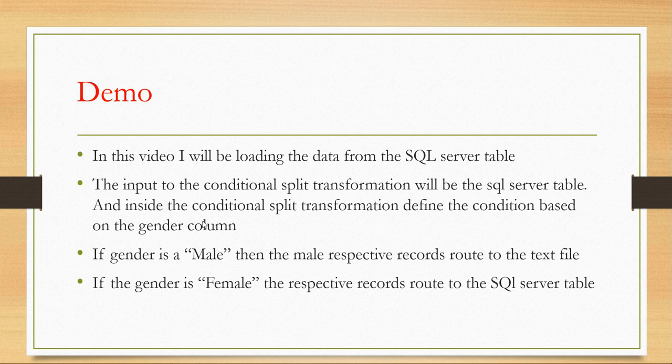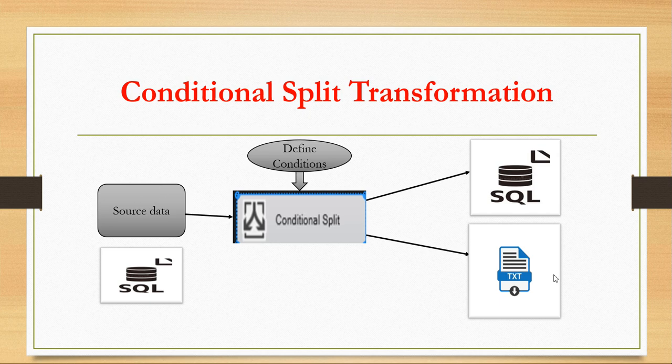In today's demo, I will be loading the data from the SQL Server table. The input to the conditional split transformation will be the SQL Server table, and inside the conditional split transformation, I will be defining the condition based on the gender column. If the gender is male, the respective record is routed to the text file. If the gender is female, the respective record is routed to the SQL Server table. So this is the demo, as I have shown you in the picture. This is the way we are going to achieve it.